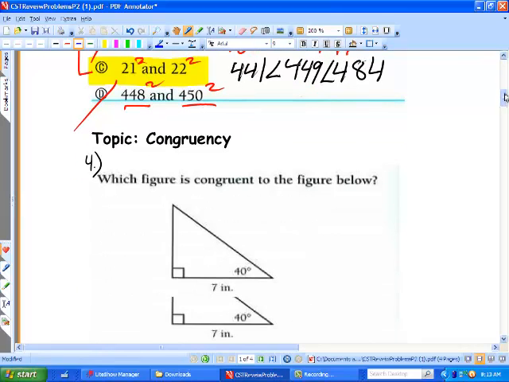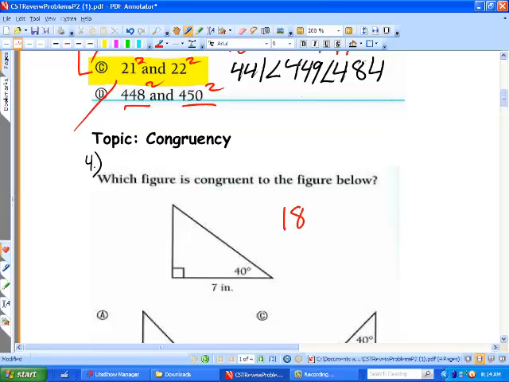Moving down to congruency for our topic number 4, we're given a right triangle. We have 2 angles in our triangle, but we have one piece that's missing: our third angle. We need that information to help us compare to our other answer choices. The sum of all the angles inside the triangle equals 180 degrees, and we want to find that unknown angle.